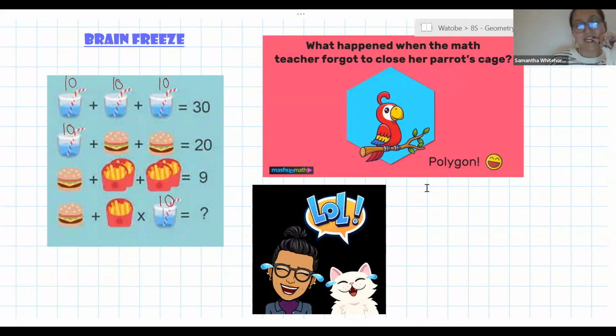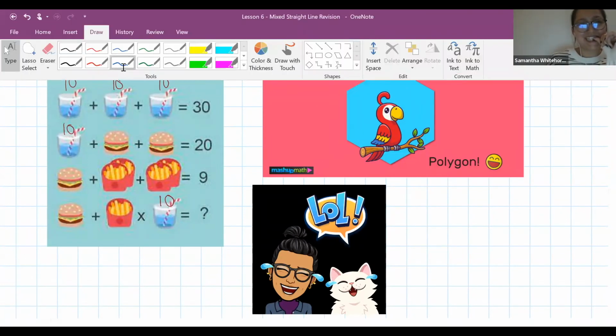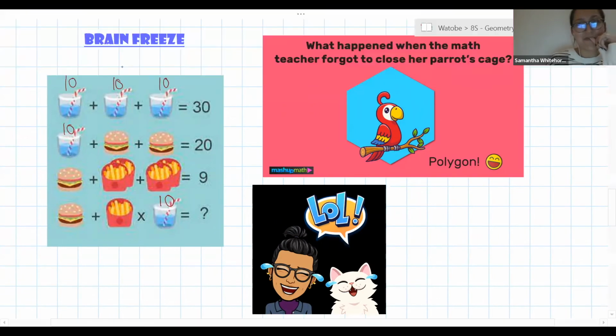I saw Kubo. Okay, my first time hearing Kubo. Kubo, I'm excited. Give it to us. Hello, ma'am. Hi. So ma'am, I found out that the water is actually 10 and the burgers are 5 and the chips are 1. So the final answer will be 60.